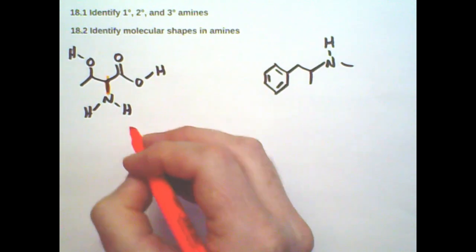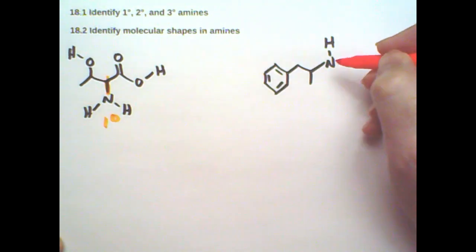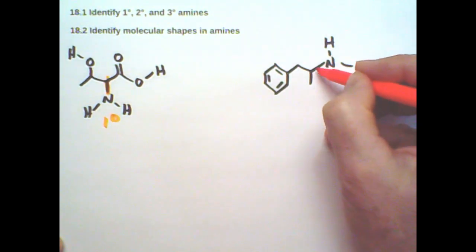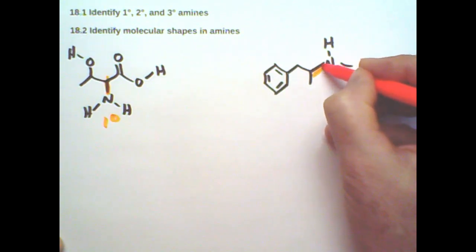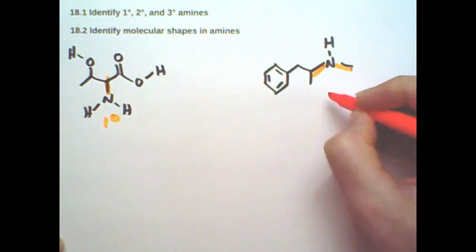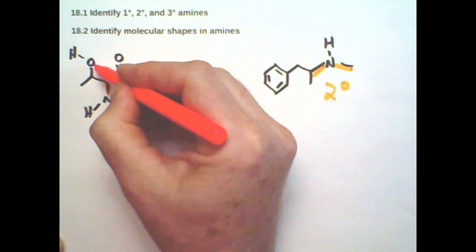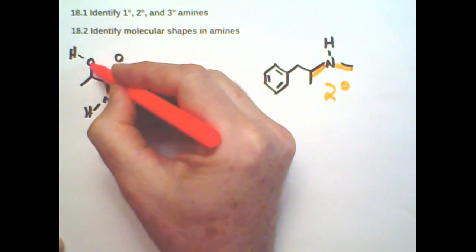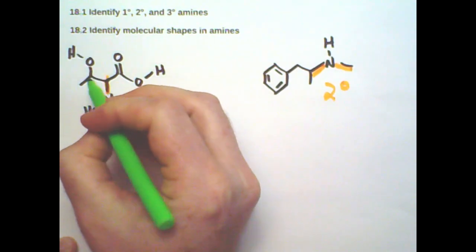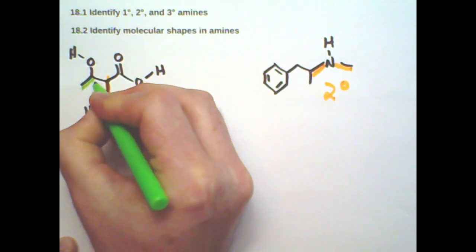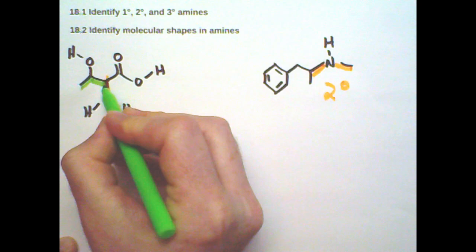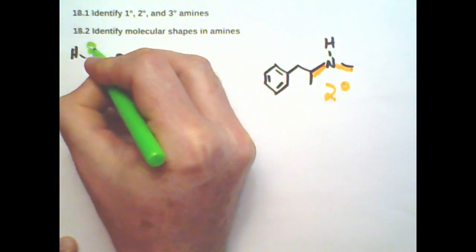There's one carbon attached to the amine there, makes it primary. Go to this amine, one carbon this way, one carbon this way, makes it a secondary amine. Looking at the alcohol, alcohol is always attached to one carbon, so we go down to that carbon and then we ask how many carbons is it attached to. It's attached to two different carbons, making it a secondary alcohol.